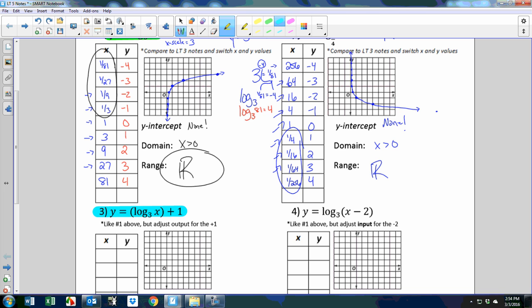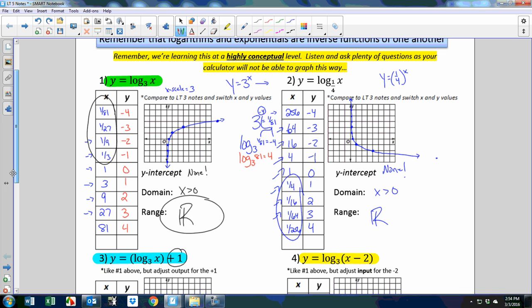So we'll explore what happens when you add 1 to the output. Again, refer to video 3 because we've already done this before. We did it with exponentials then, but now we're doing it with logs. We're going to explore what happens when you subtract 2 to the input. How does that affect the picture? So both of these reference number 1, log base 3.